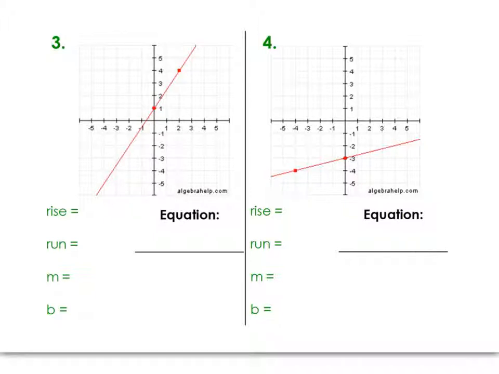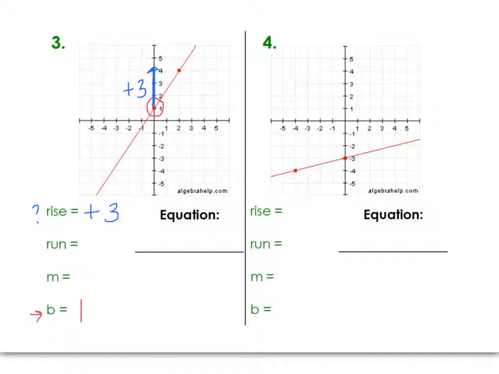So question 3 gives you a graph, and the first thing I want to do is find my y-intercept. Well, my y-intercept is right here at positive 1. So b, or my y-intercept, is positive 1. Now, how much do I rise to get from positive 1 on my y-axis to my next point? I rise 1, 2, 3 units, so my rise is positive 3.